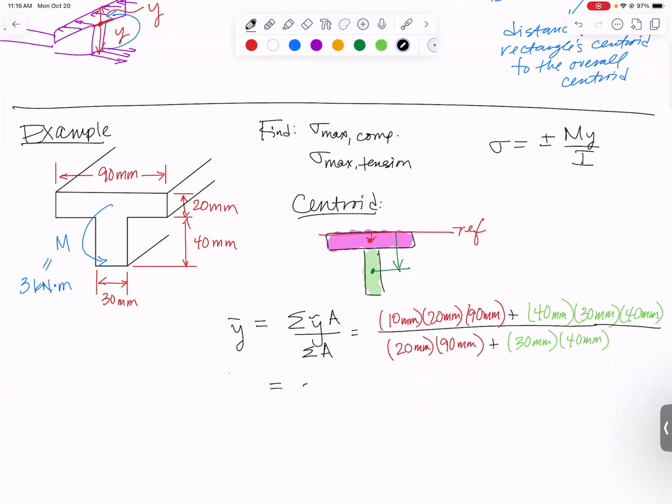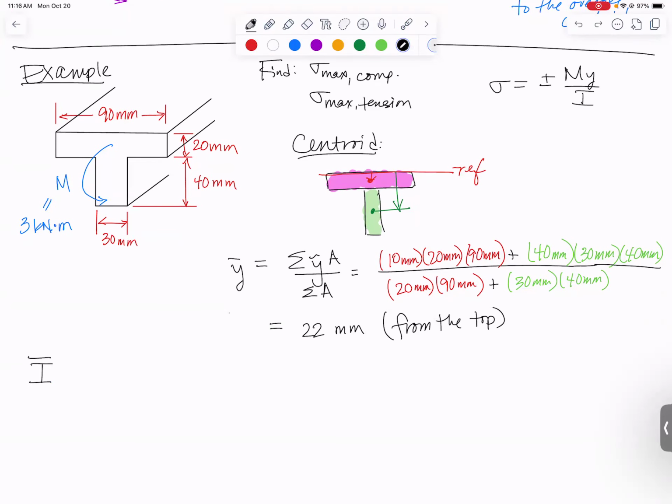It comes out to be 22 millimeters, and this is measured from the top. That is important, and which surface it's measured from is going to be important later on in figuring out max tension and max compression. So we've got the centroid. Let's do the moment of inertia about that centroidal x prime axis, if you want to call it that.